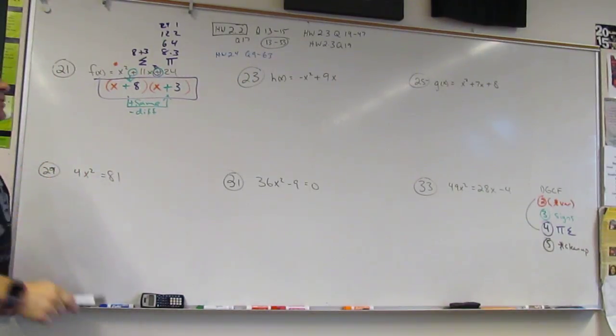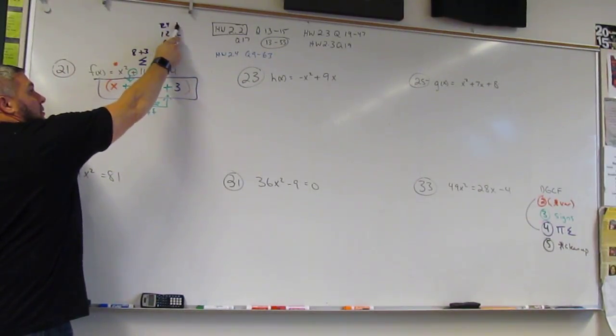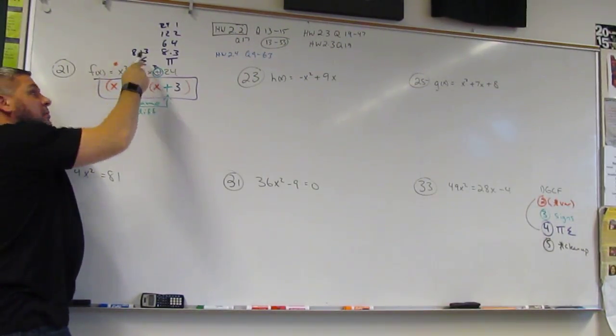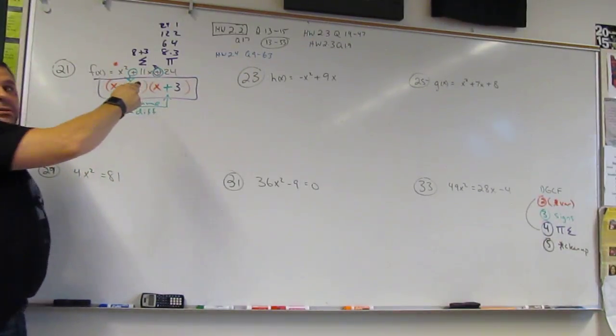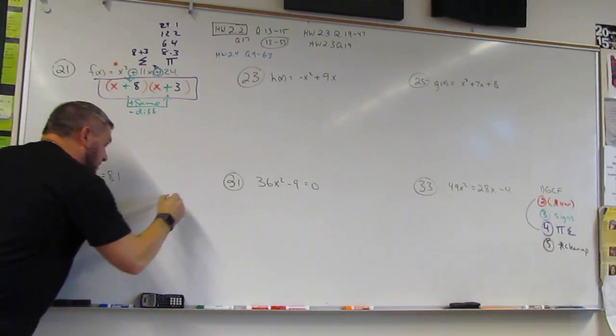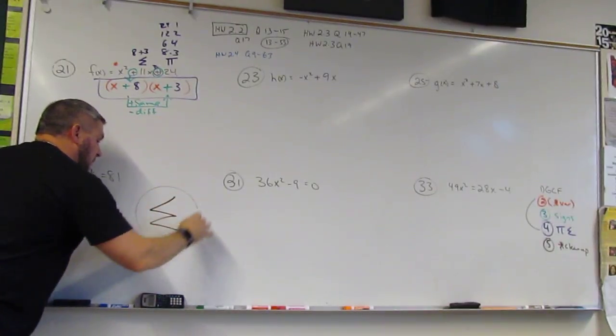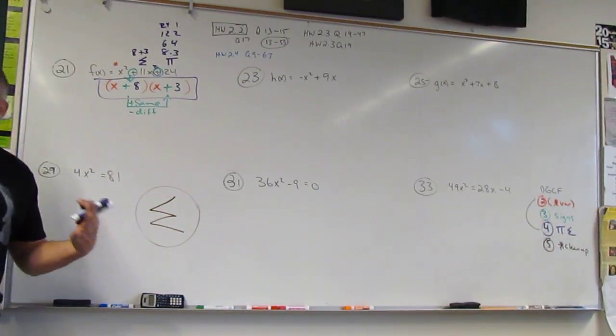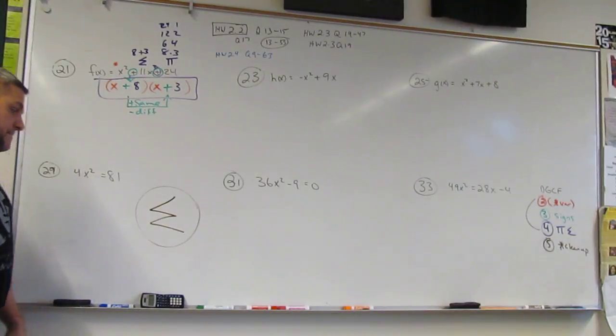But if you just add these, do they give you 11? What is that little thing right there? Yes, sum. It's sigma. So later on you'll be doing what's called summations. Sigma notation.